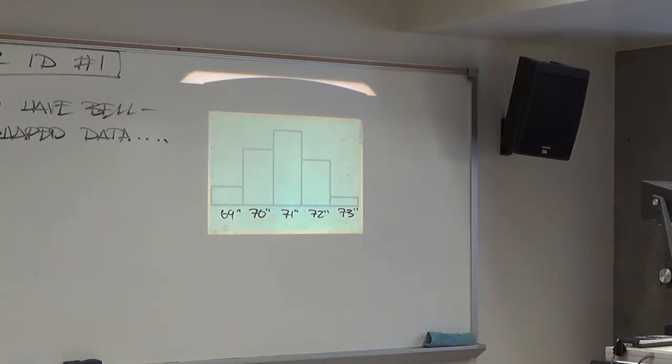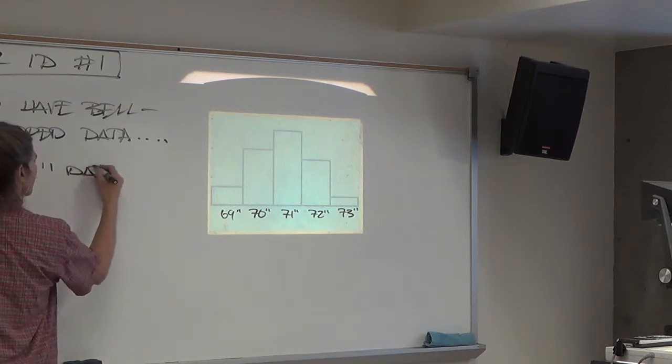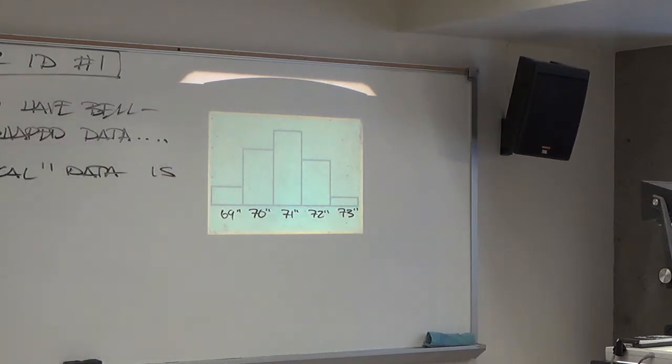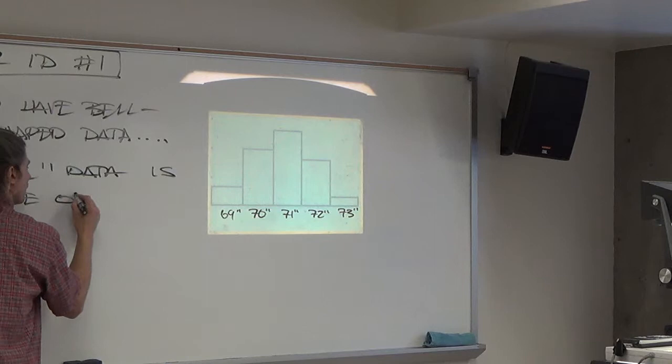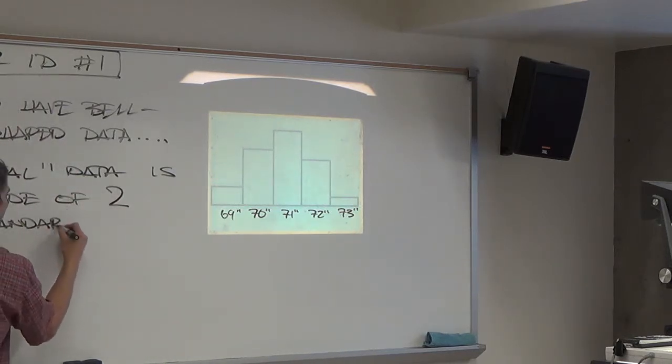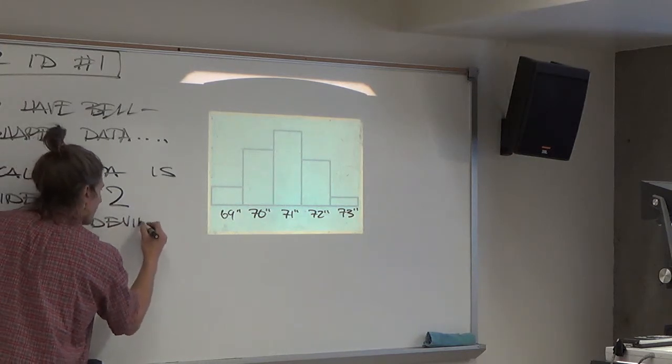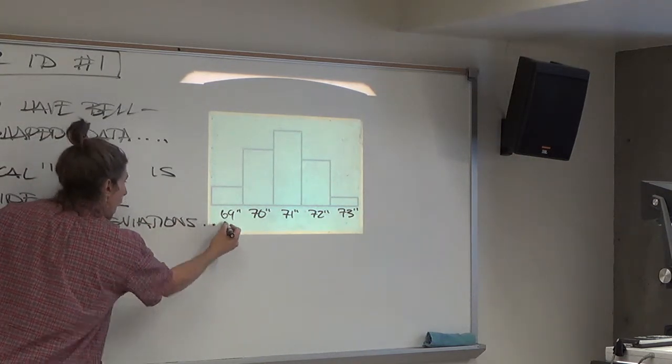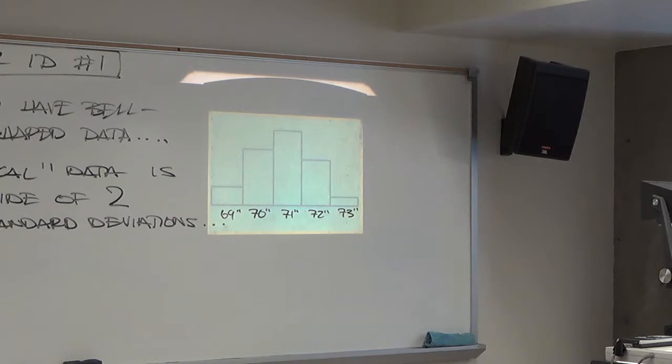So here's what we do. If you have bell-shaped data, the atypical data is outside of 2 standard deviations. That's a definition. Why? Because it's been handed down to us. I'm not saying that's a good reason. Just like I don't think Six Sigma is always a good reason in industry. It's just what's been handed down to us.